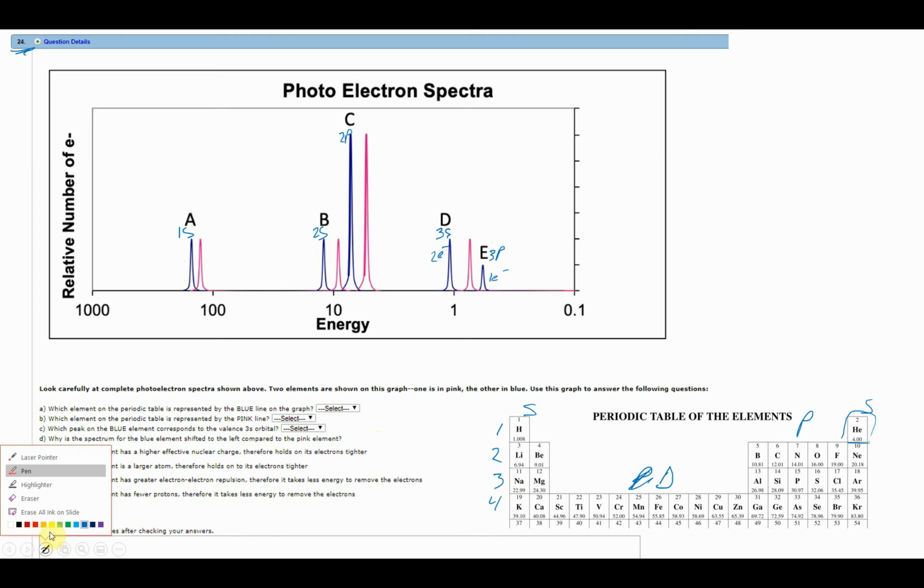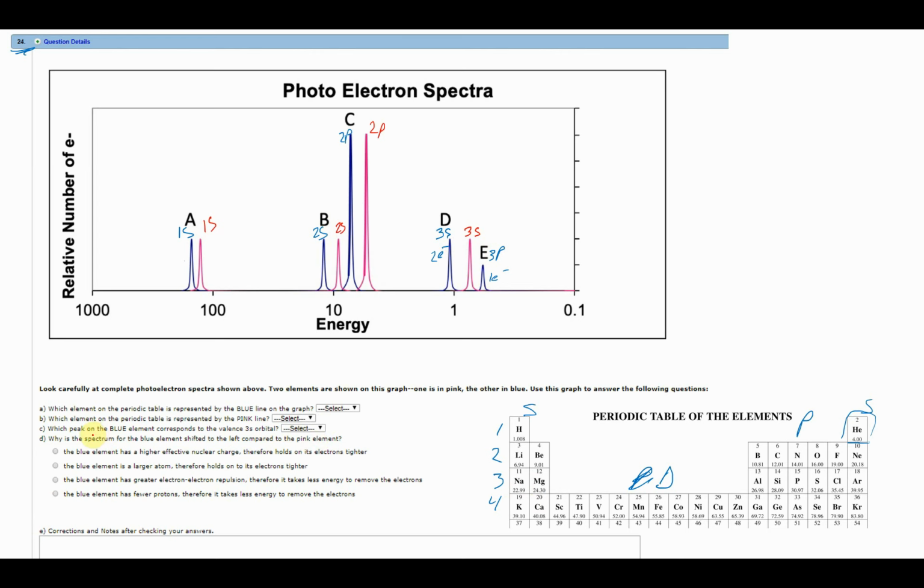All right, the second one, it asks us what is the pink one. Sadly, I don't have a pink color, so we're going to go with red. This is the 1s, that's the 2s, that's the 2p, and this looks to me like the 3s, and it looks like 3s with 2 electrons because it's the same height as the other s. So 3s with 2, maybe magnesium?